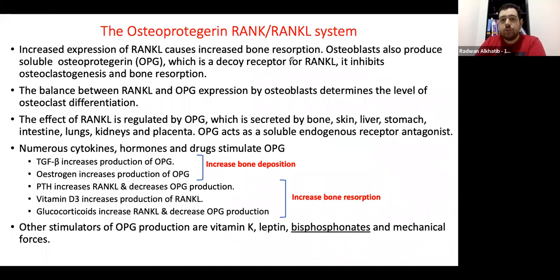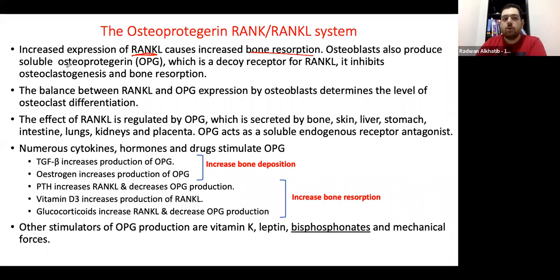So this is a repetition of what we have just been explaining on the figure. It says that the expression of RANK-L causes bone resorption. This RANK-L is the protein that causes bone resorption. And the osteoblast produces the OPG as well on the opposite side. So it either produces the RANK-L or produces the OPG. One destroys the bone and one keeps the bone.